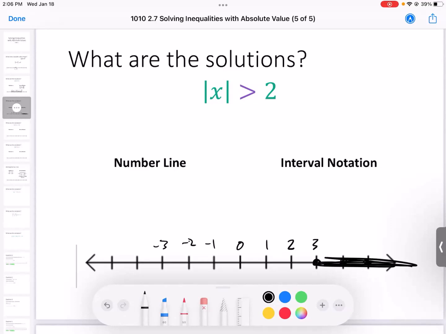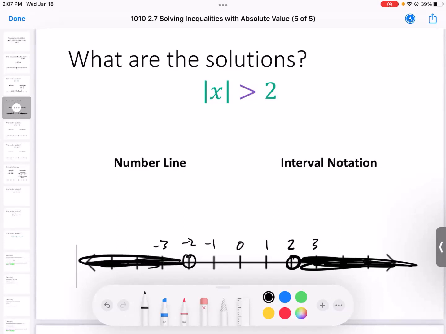I could also do things that are really, really close to 2. Like I could plug in 2.01. That would make it true because the absolute value of 2.01 would be greater than 2. But the number 2 itself would not be a solution because it doesn't say that it could be equal to. So I would write that with an open circle at 2 because you can get really, really close to it, but not exactly that.